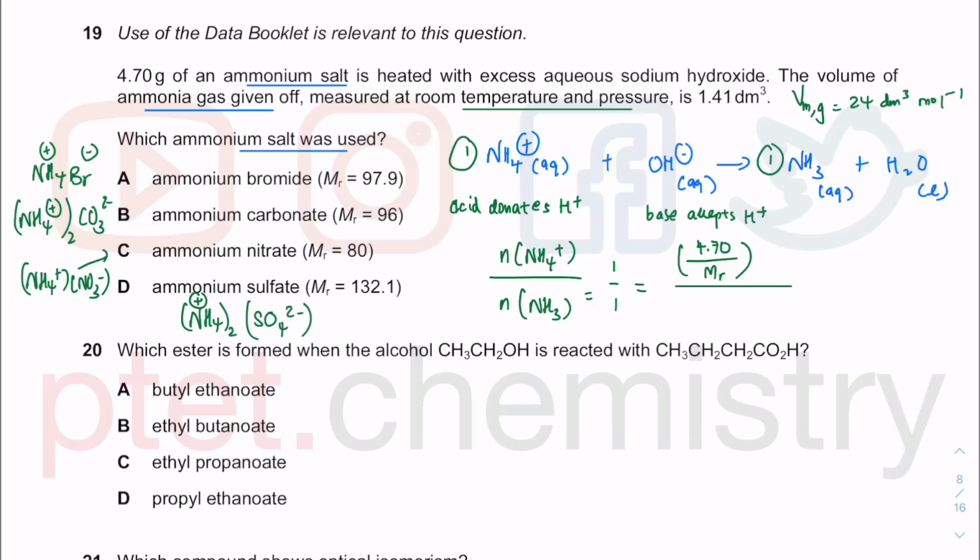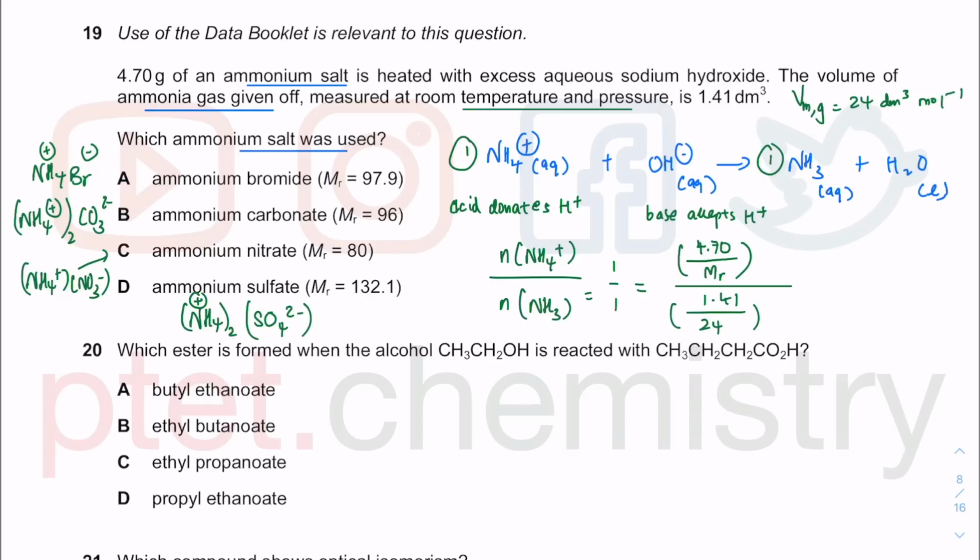So let's work out the MR first, but then be careful, because you have 2 mole of this ammonium ion in the carbonate. So we need to be very careful of what we're doing in this particular case, okay? I'm just going to put in the value first. So 1.41 dm cubed for the gas divided by 24 dm cubed. So I'm just going to work out the MR.